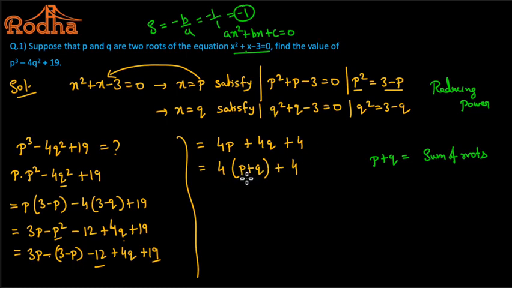So I can simply put p plus q as the sum of roots here. This will become 4 into minus 1 plus 4. In that case 0 would be the answer for this question. So the value of pq minus 4q square plus 19 is 0. All of you got this? So this was a question on reducing powers.